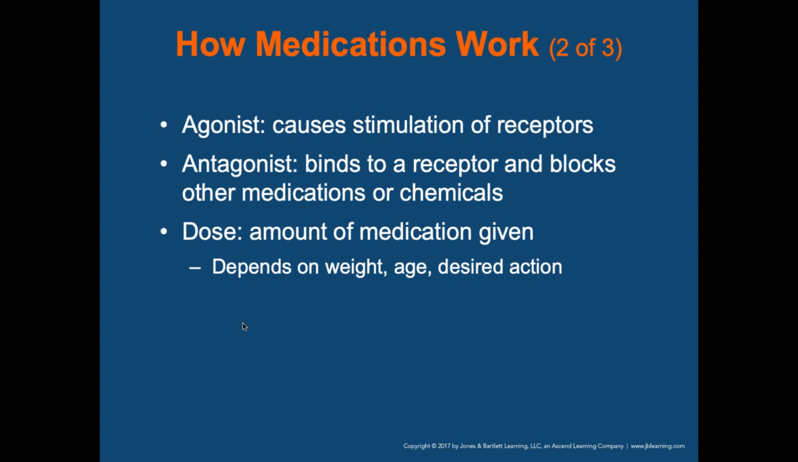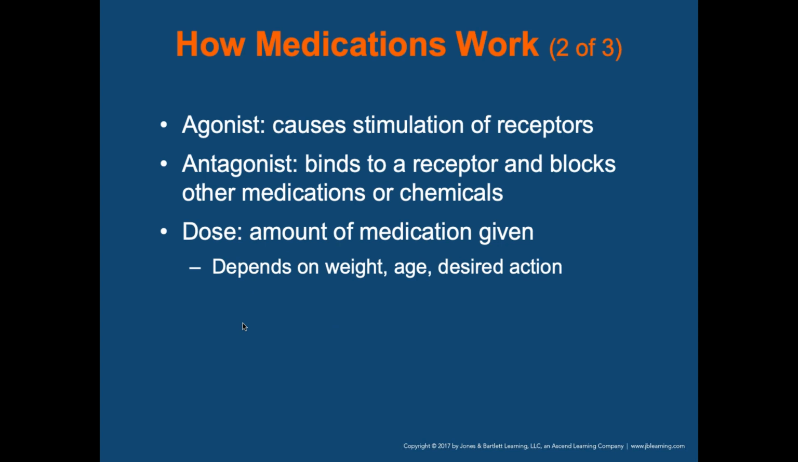So an agonist causes a stimulation of a receptor. An antagonist binds to a receptor and blocks other medications or chemicals. An agonist would be something like epinephrine, which stimulates the sympathetic nervous system. It can cause elevated heart rate, but at the same time, it's also vasoconstricting to allow for better airflow if the patient can't breathe.